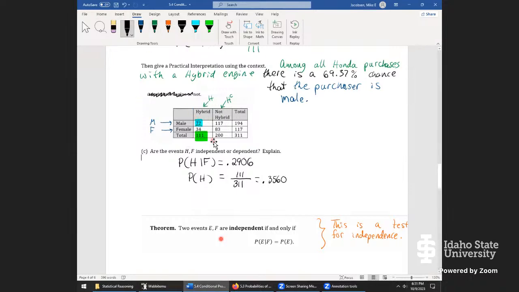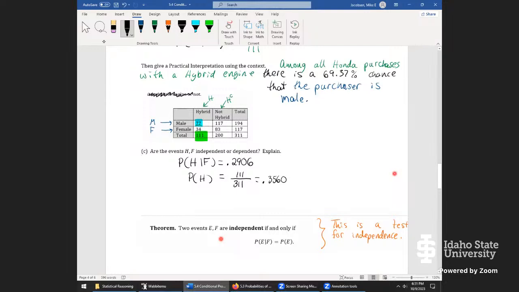I know these are close, right? Probability of H when F occurs is 0.2906. And the probability of H itself is 0.3560. So 35.6% of the participants in the study purchased a hybrid engine. But hybrid engines purchased only amongst the females came out to 29.06% of participants.